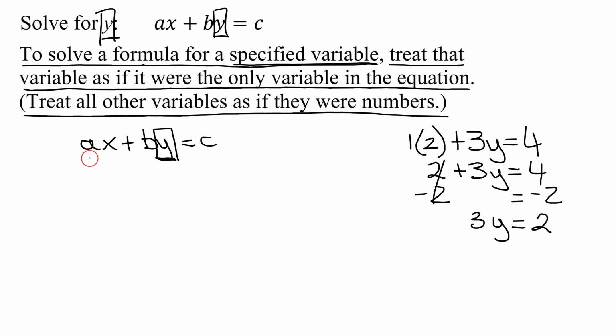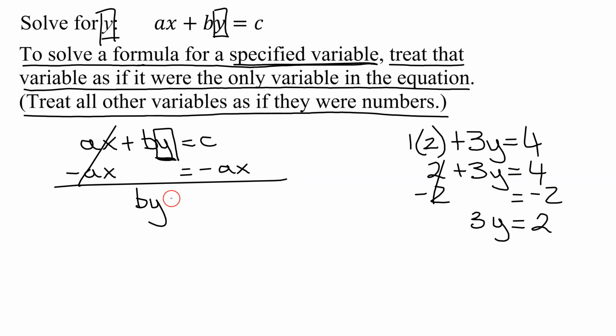So that's exactly what we're going to do over here. I've got to get rid of the ax term. So I'm just going to subtract ax from both sides. Ax minus ax is 0, so the only thing on the left-hand side is b times y. Now, can I combine these? No, so I just leave it as c minus ax.